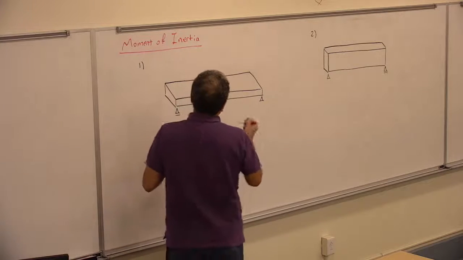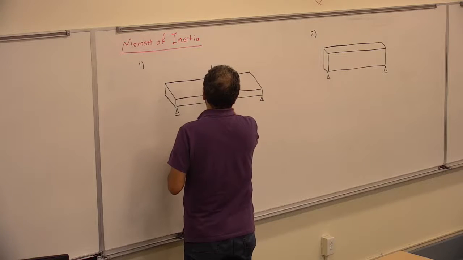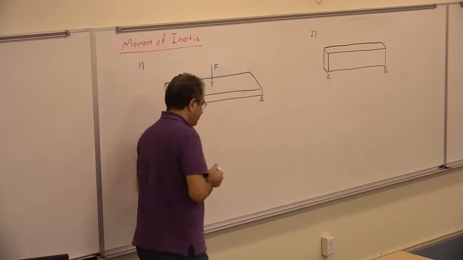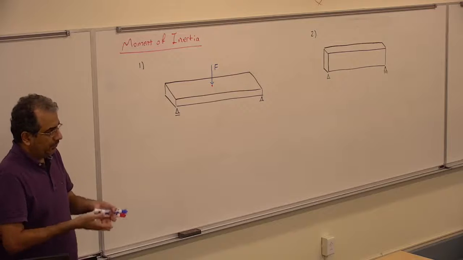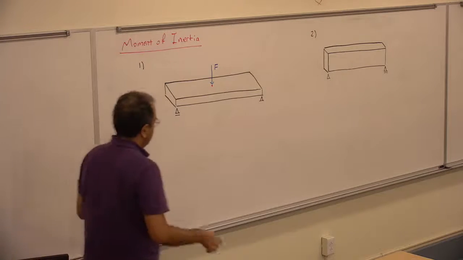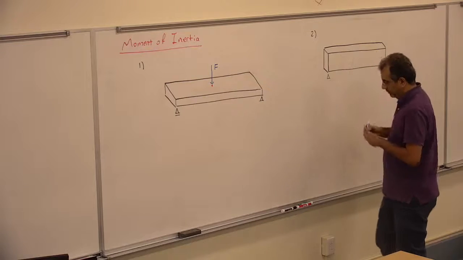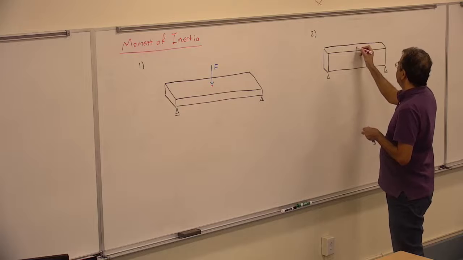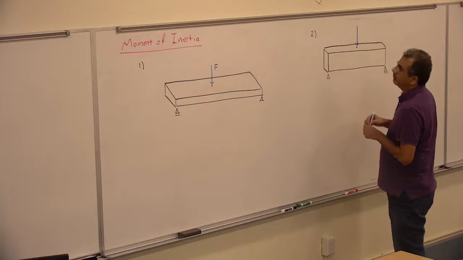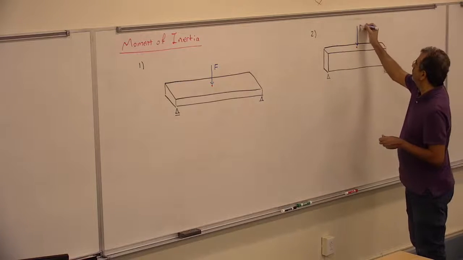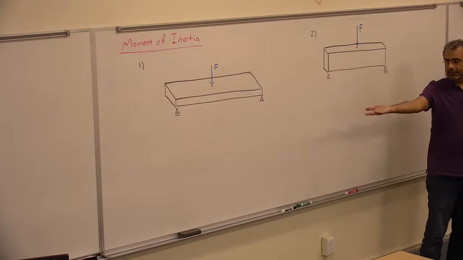So if I go ahead and put force F right in the center of that, that beam is going to deform, it's going to deflect and go down, correct? Now, if I put the same amount of force here, whatever force I have there, I'm going to put the same right there. So it's the same beam. I just once put it like this and then like this.